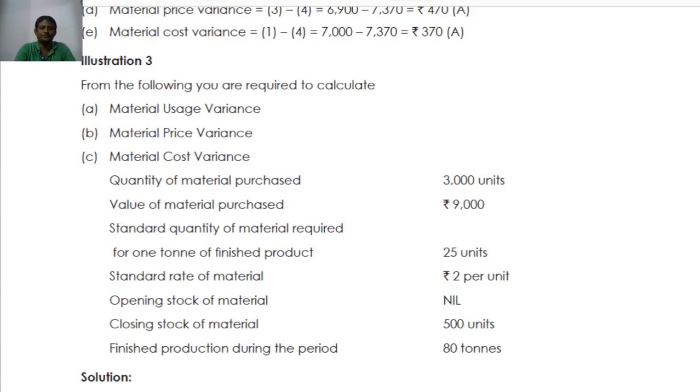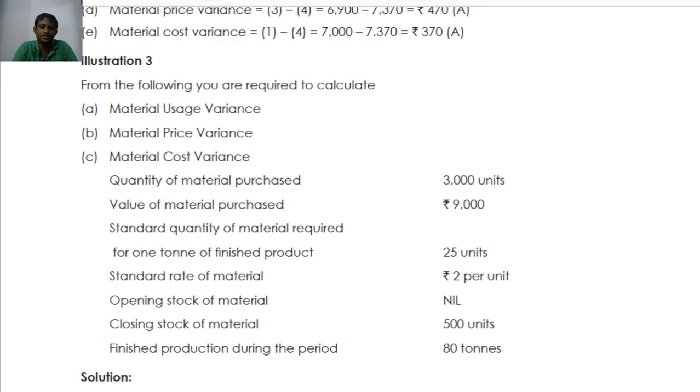Just go through the next question. What is the question? They are asking us to calculate material usage variance, material price variance, material cost variance. Okay, no sub usage, no mix, no yield and all. So they are asking three main things.